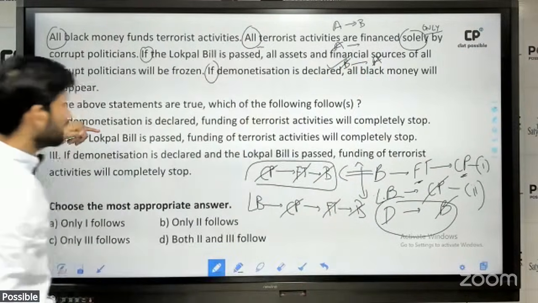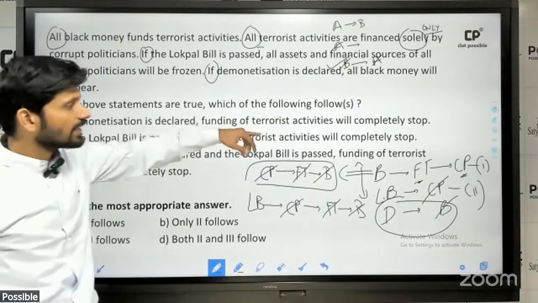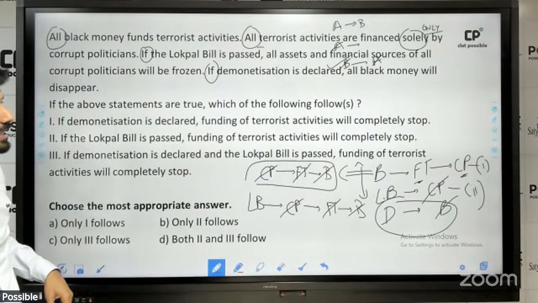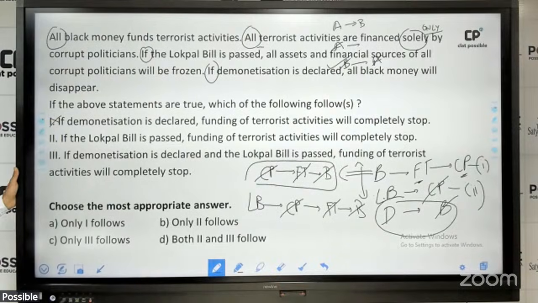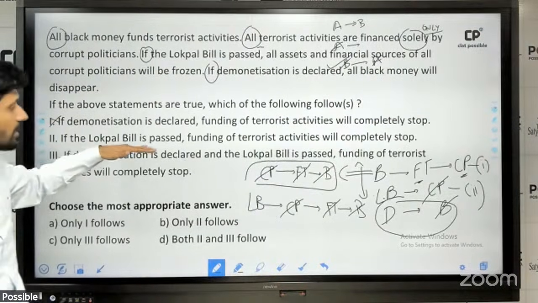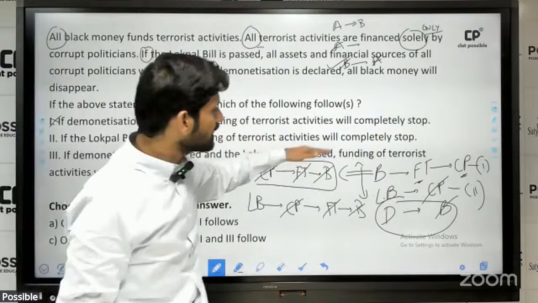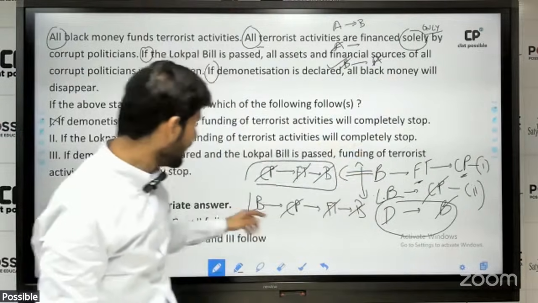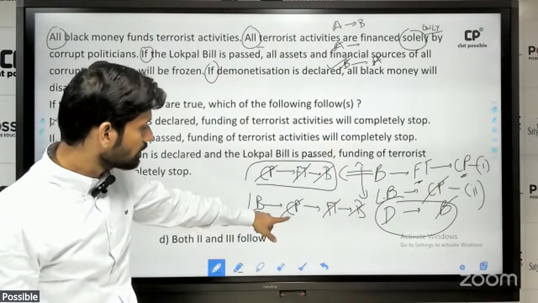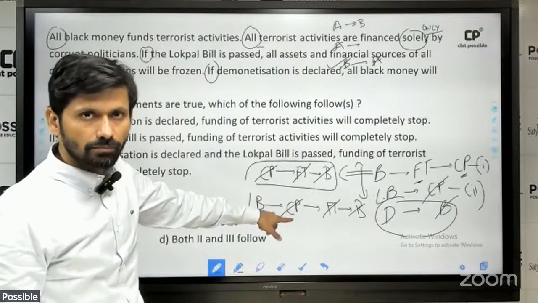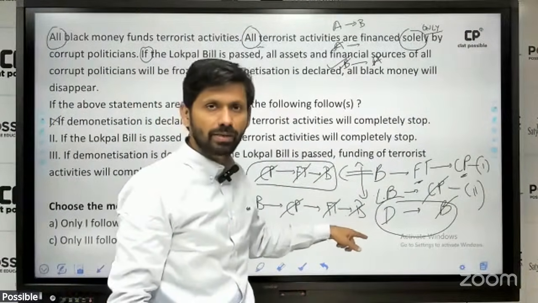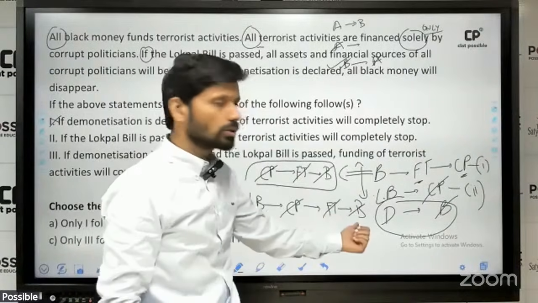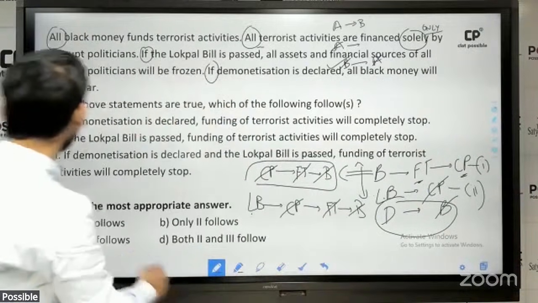So demonetization is declared, funding of terrorist activities will completely stop. We are not sure of this. If the Lokpal bill is passed, funding of terrorist activities will completely stop. Yes, Lokpal bill passed, no funding by corrupt politicians and therefore no funding of terrorist activities, so no funding by black money, right? So ये chain बन गई थी हमारी. So 2 is correct.